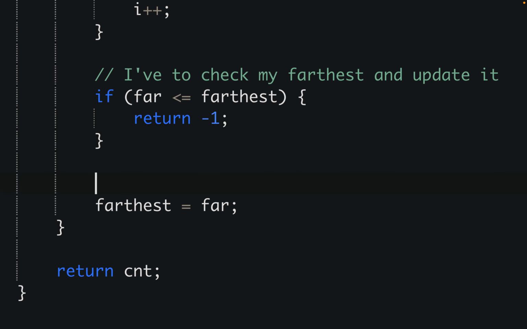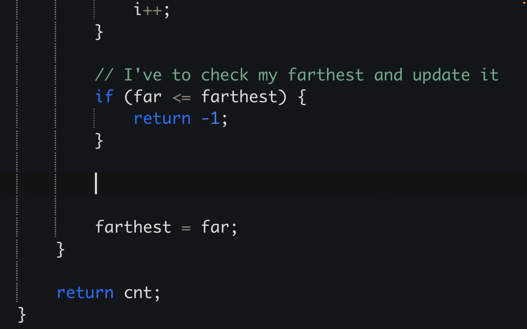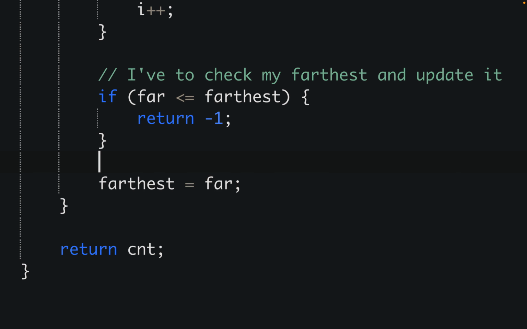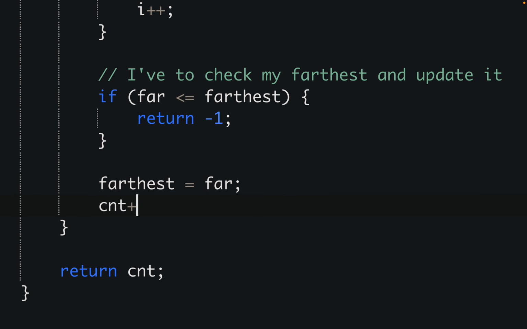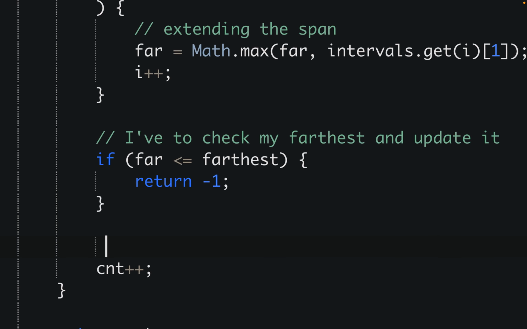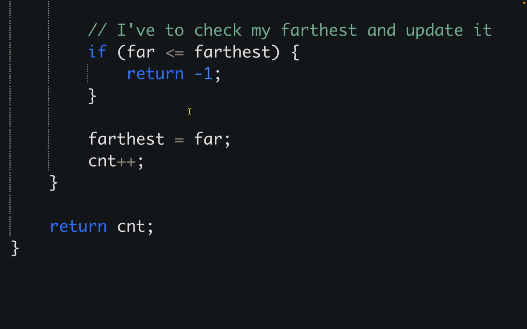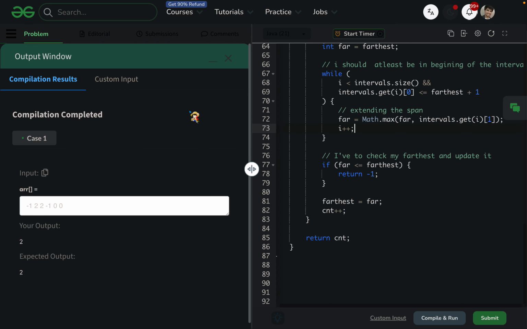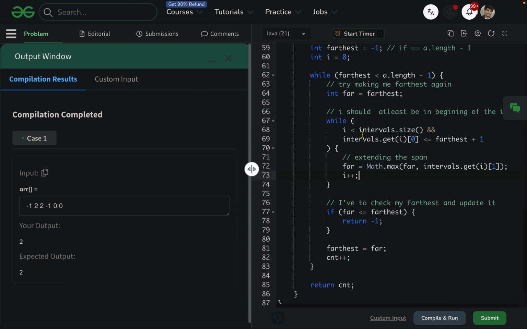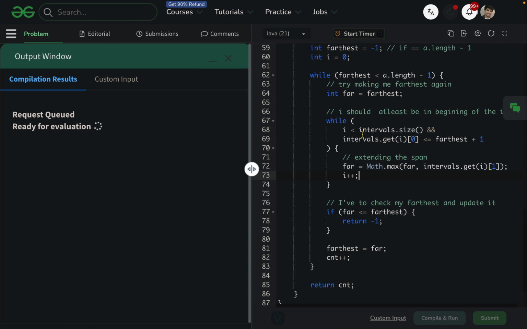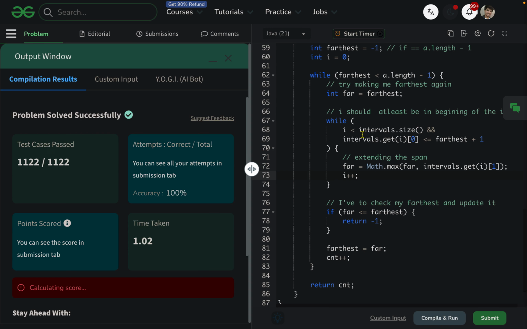Okay, good. So far so good. Now we are returning -1. I have updated my far. That means I have taken a step, meaning I want to increase the count. So took a step, increased the count, extended my farthestness, and that's how I'll proceed now. Let's compile this code for any compiler errors. None seen so far. Let's submit it for the rest of the test cases as well.